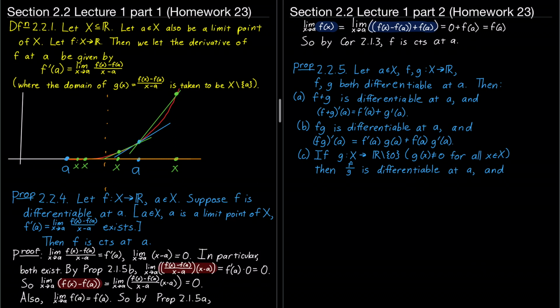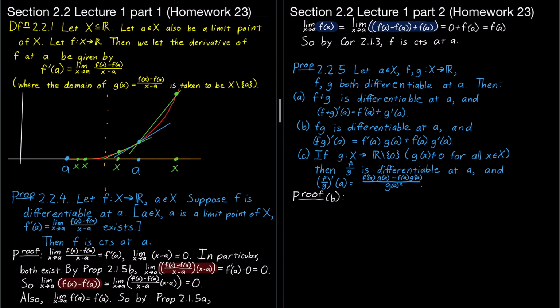And we have our usual quotient rule, f over g prime of a. That's f prime of a, g of a. Then we subtract off f of a, g prime of a. And we divide the whole mess by g of a quantity squared. So let's prove this, or at least we'll prove parts B and C. Part A is pretty straightforward. Maybe that will be a good exam problem.